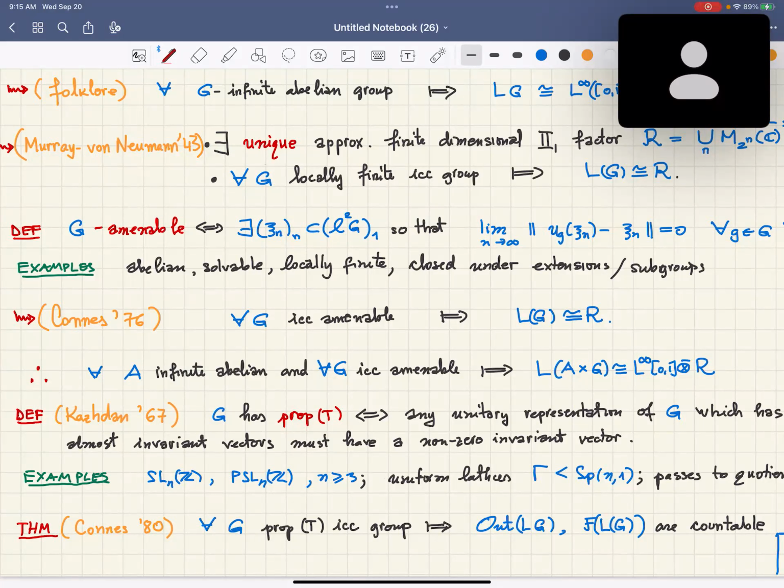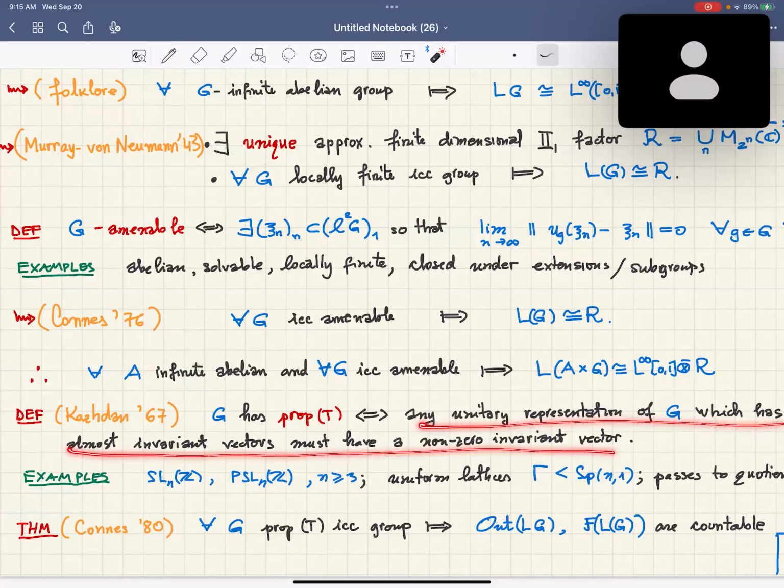Now, if you do not know what a property T group is, fine, we can very briefly review it. Like I said, it's a property opposite to amenability. It just means that a group has property T whenever you have a unitary representation which almost has invariant vectors, meaning vectors that become almost invariant for the representation, then it necessarily has a non-zero invariant vector.